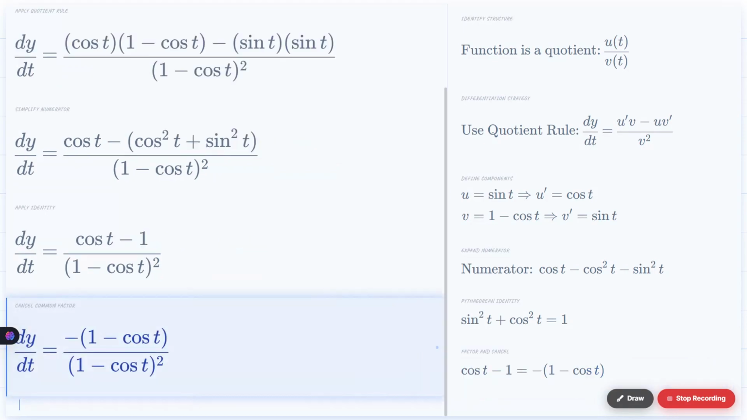We write the new numerator and keep the denominator as 1 minus cos t squared. We do this to prepare for cancelling. Writing it this way shows that both the top and bottom have the same part.